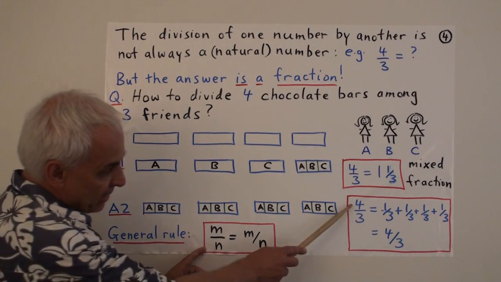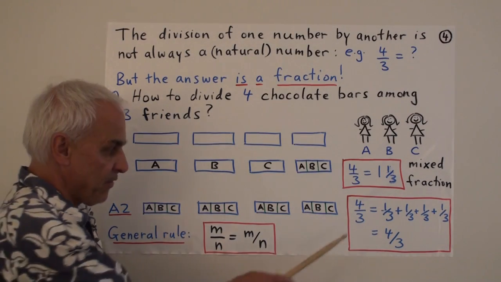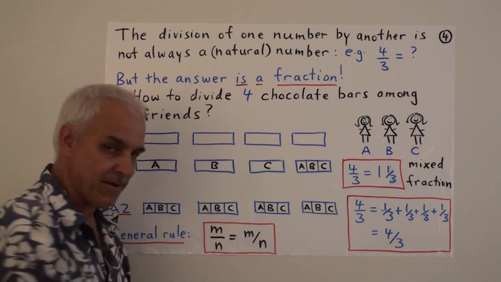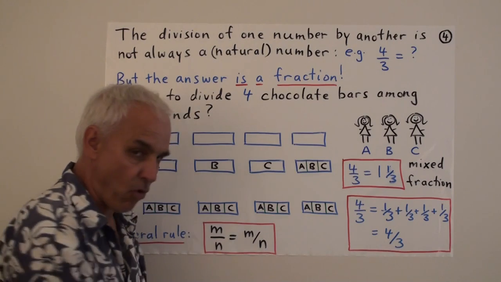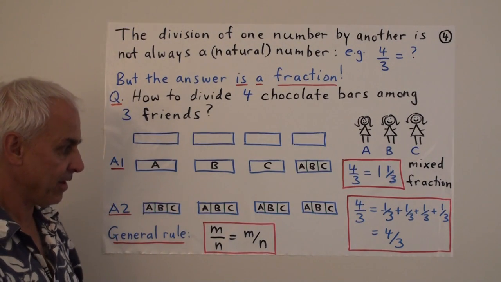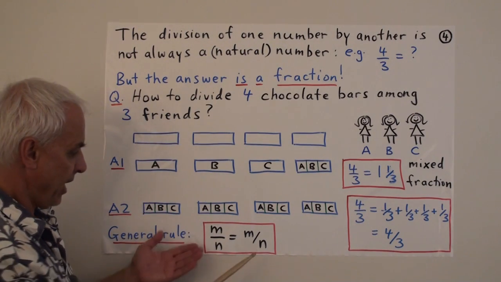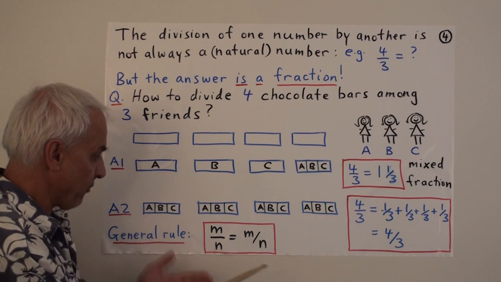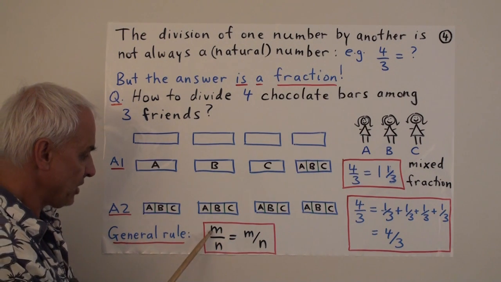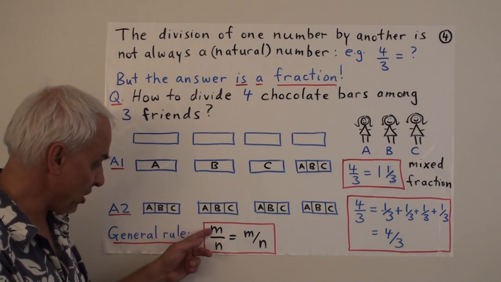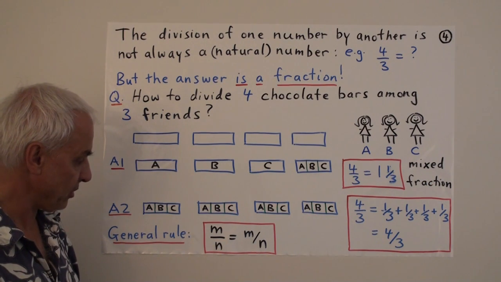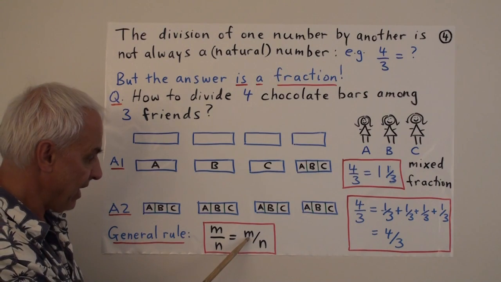So we've seen that in the case 4/3. If you have 4 chocolate bars and you divide those into 3, then each piece is 4/3 of a chocolate bar. And exactly the same reasoning shows that if you have m chocolate bars and you have n friends, you divide the m chocolate bars among your n friends, each is going to get m over n.